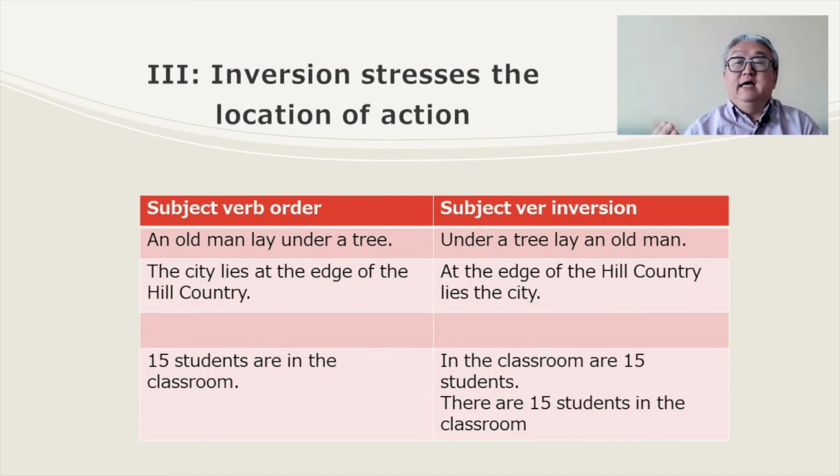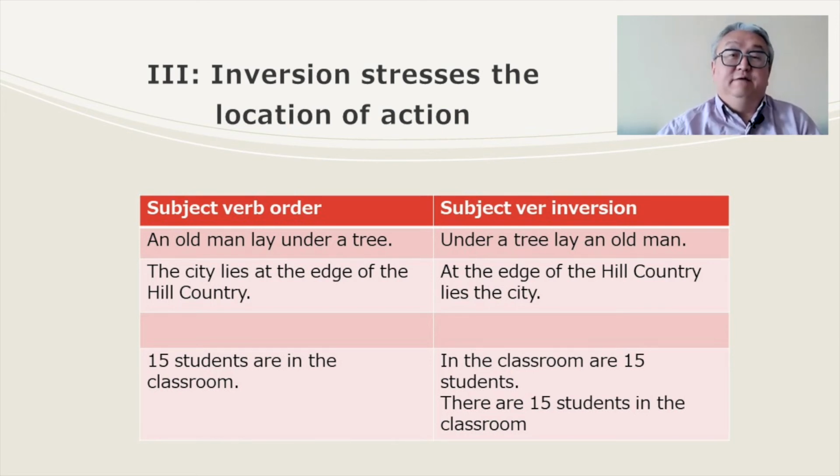For example, at the edge of the hill country lies the city. You could also say there lies the city. Where? At the edge of the hill country. So that's where we get our there be sentence structures, okay? We actually like to talk about there be together, but I already demonstrated to you there lay, there lies is all right too. So there be sentences come from sentences like this.